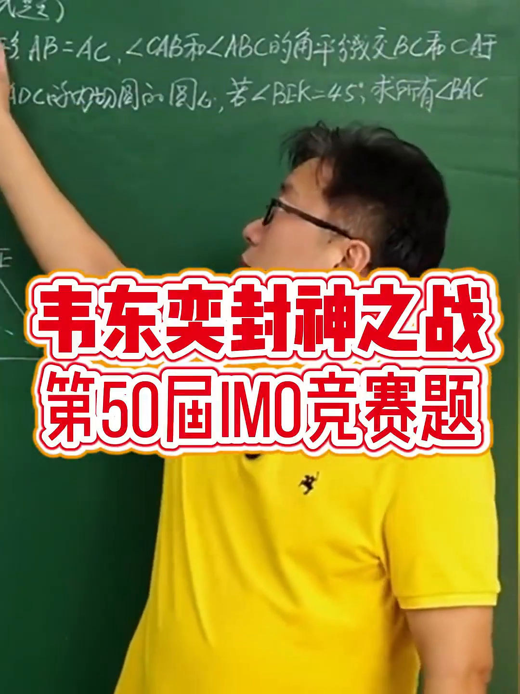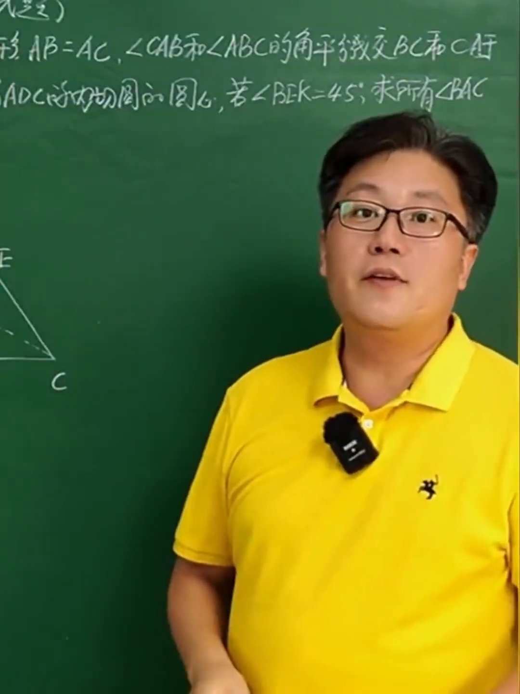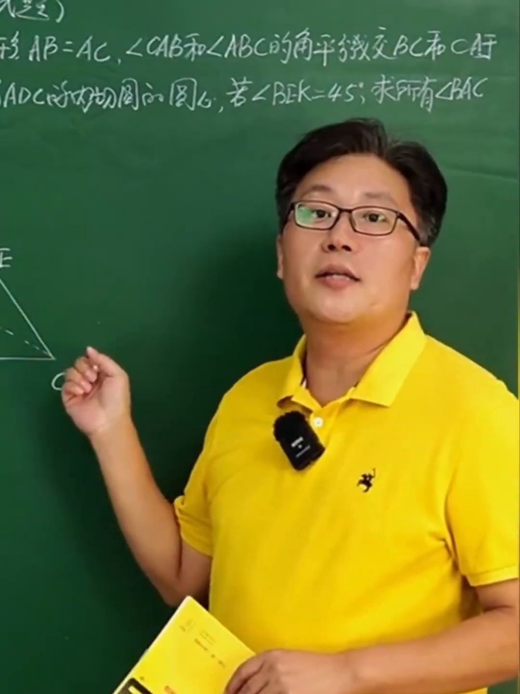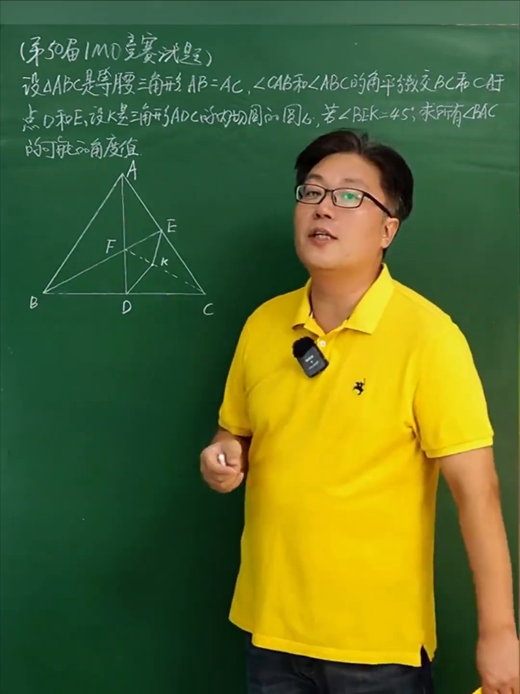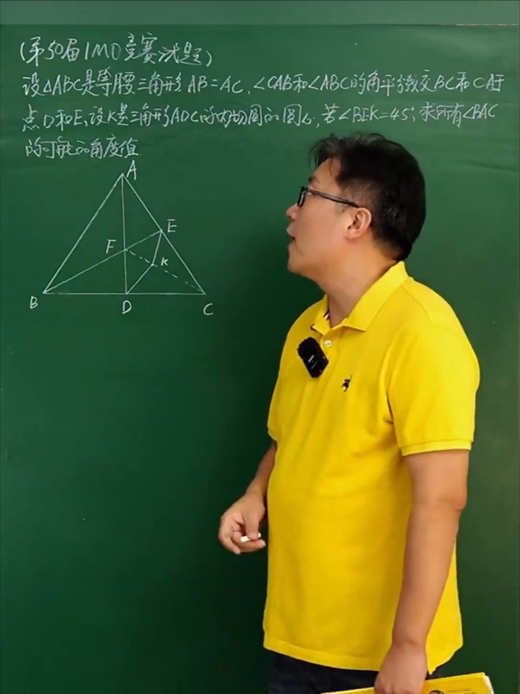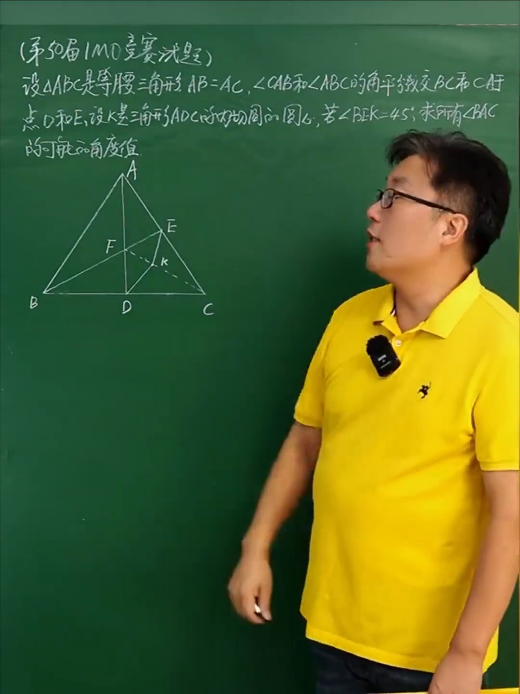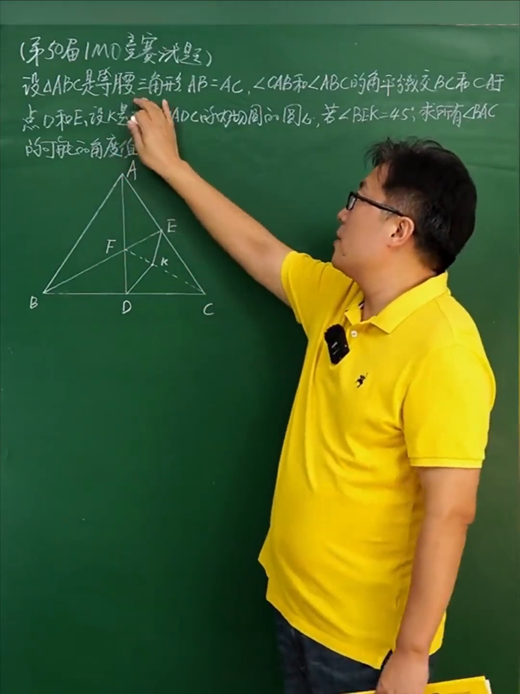This question comes from the 50th IMO competition, the International Mathematical Olympiad held in Germany during Wei Shen's second year of high school. That year, Wei Shen achieved a perfect score, marking his second consecutive perfect score in the competition. So, let's delve into one of the geometry problems presented.